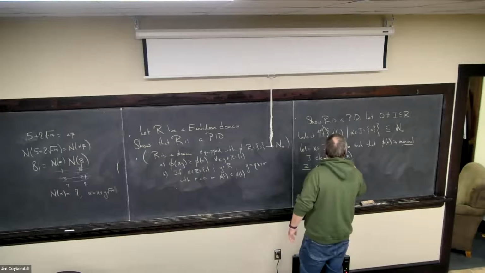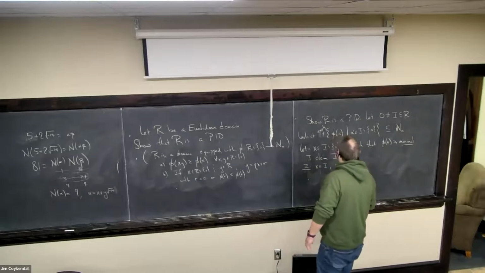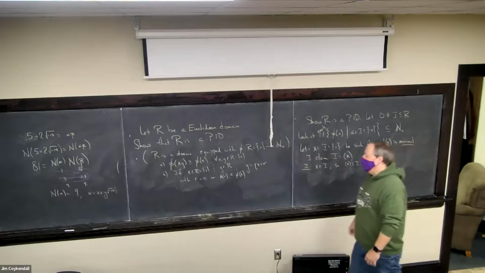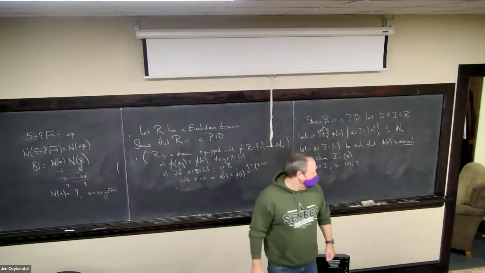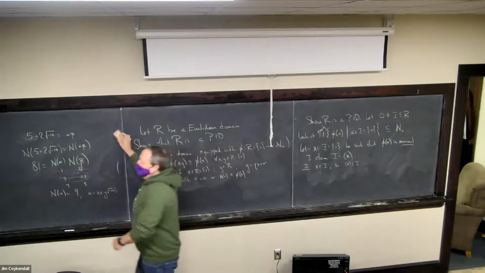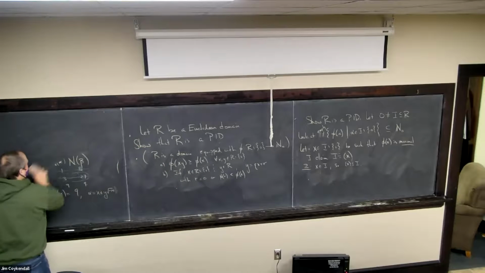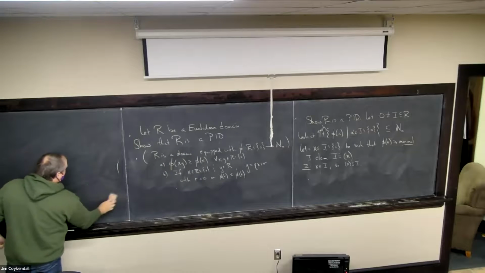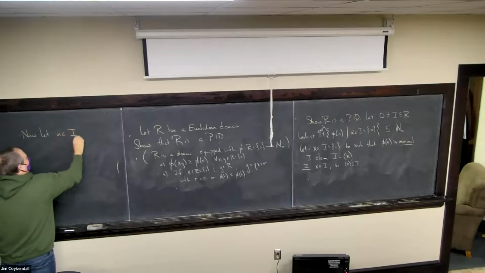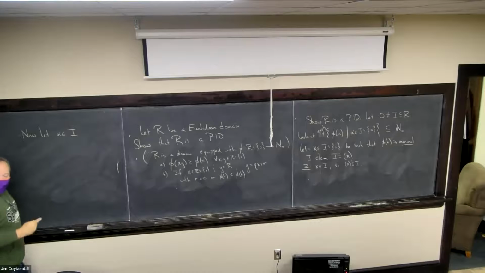So the ideal generated by x is contained in I, easy peasy lemon squeezy. The other one, that I is contained in the ideal generated by x, has a little more oomph to it. This is where we have to use the Euclidean property. Okay, so run the Euclidean algorithm.